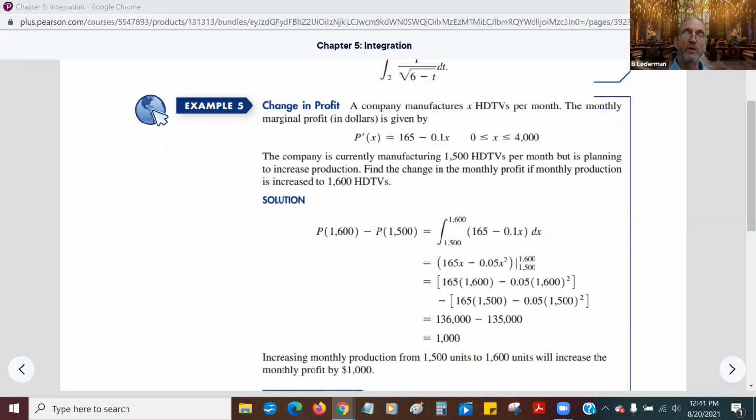So now I'm going to just say in one sentence, increasing monthly production from 1,500 units to 1,600 units will increase the monthly profit by $1,000. That's what we're trying to say here. That is awesome.